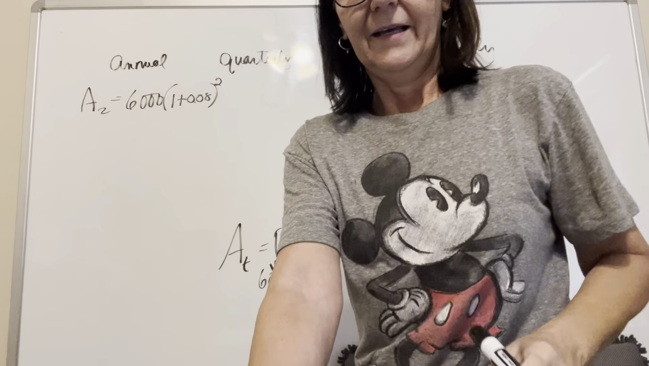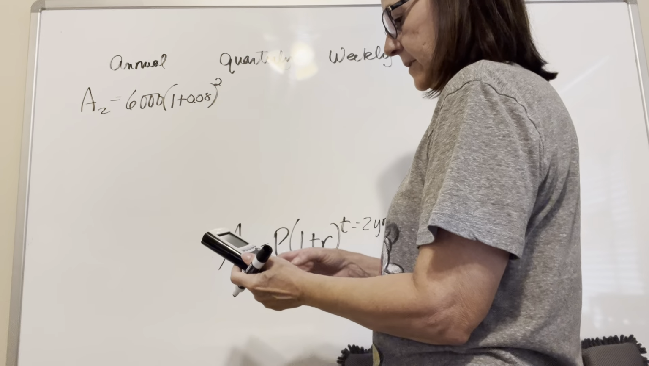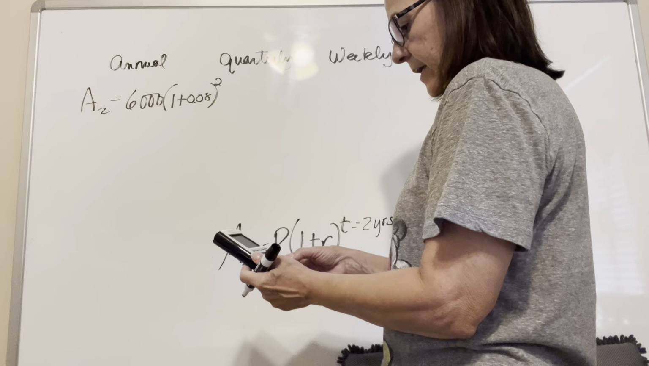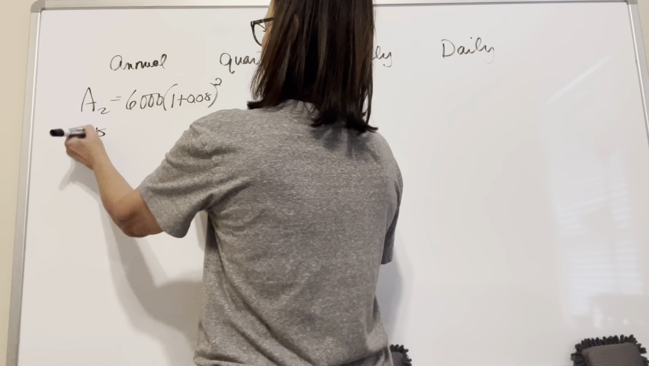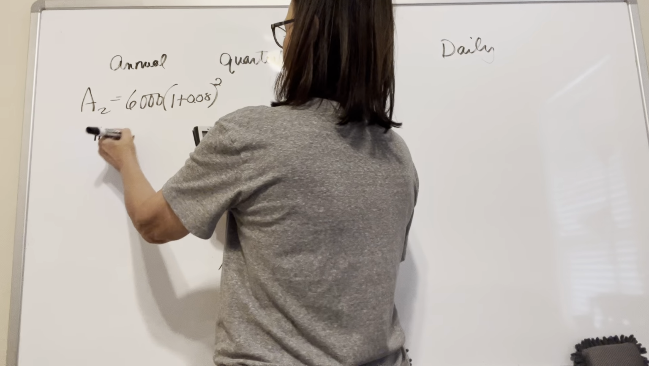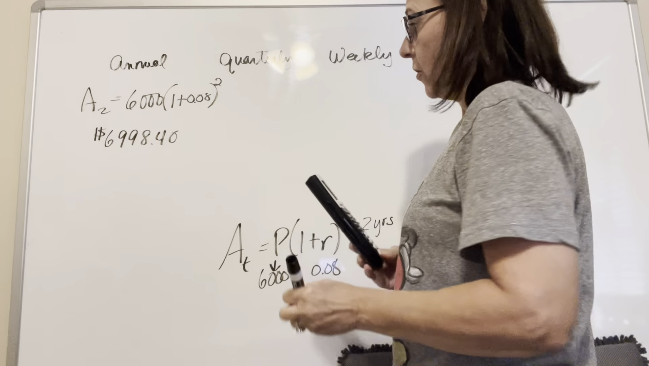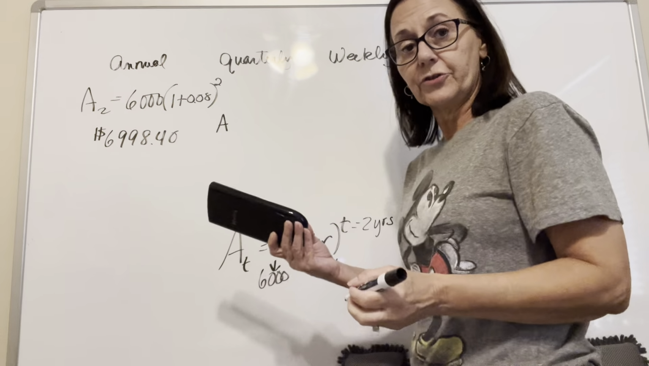8%. All right, and I'll do that in my calculator. 6,000 times 1.08. I just added those, and I'm going to square that. And I would have $6,998.40.